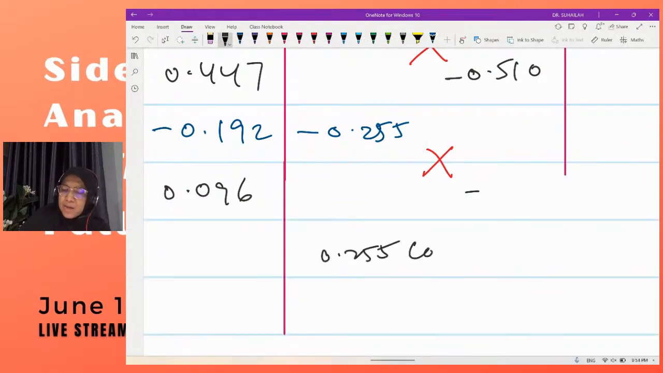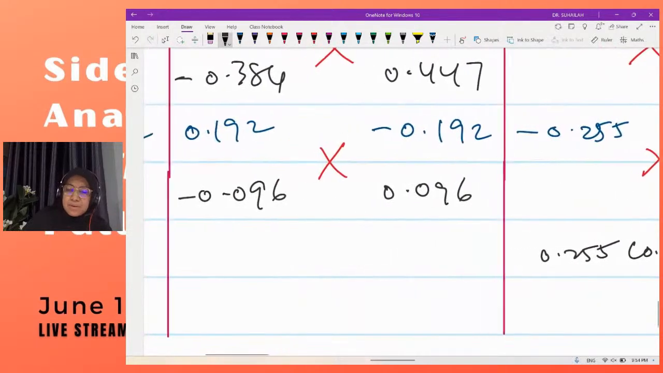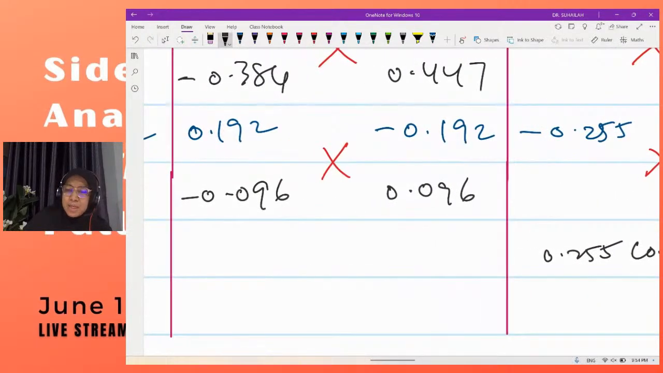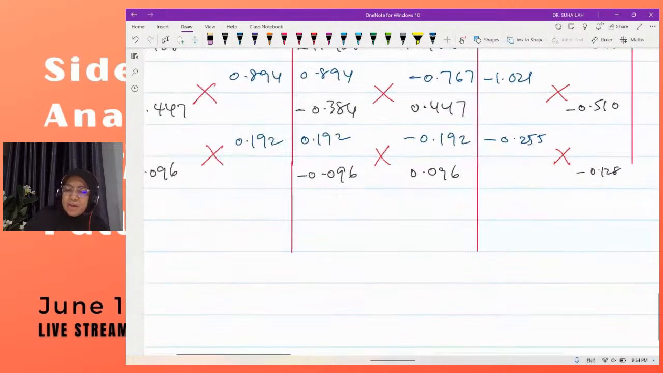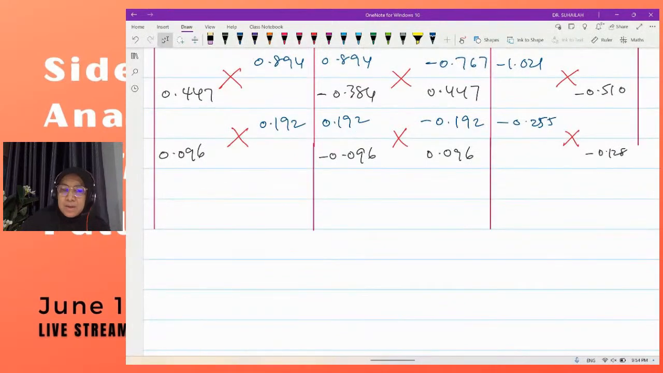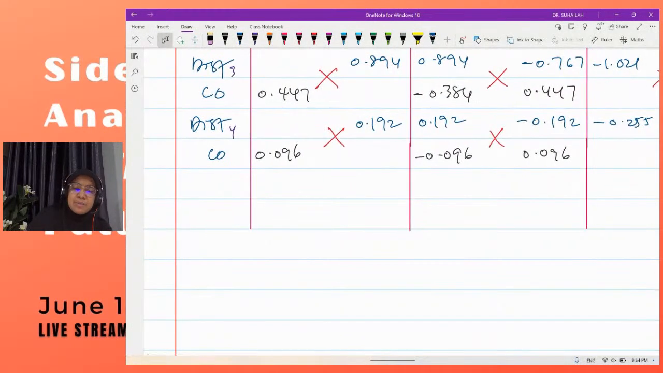0.255. This one is, the factor is 0.5. Carry over the value. Yang ni berapa ni? 0.128, ya? Okay, all factor is 0.5. Okay? And then distribution. Okay, stop at distribution.